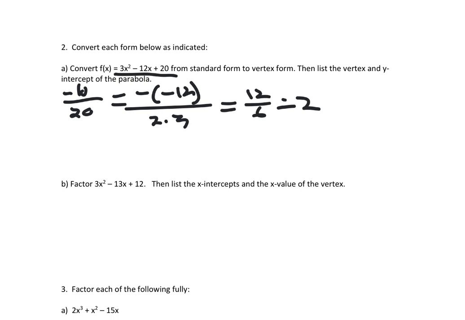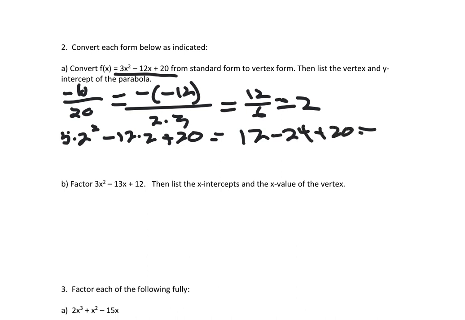When we plug in the x value of 2 to get the y value, we're going to get 3 times 2 squared minus 12 times 2 plus 20. 3 times 2 squared is 3 times 4, or 12, minus 12 times 2, minus 24, plus 20 is going to give us a positive 8. So that means that the vertex is equal to (2, 8).